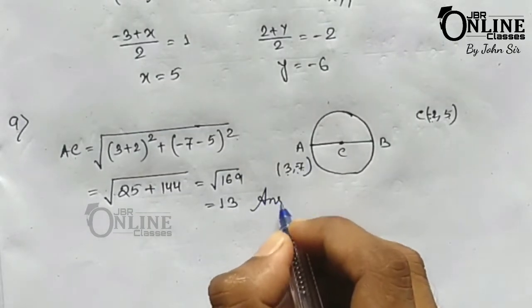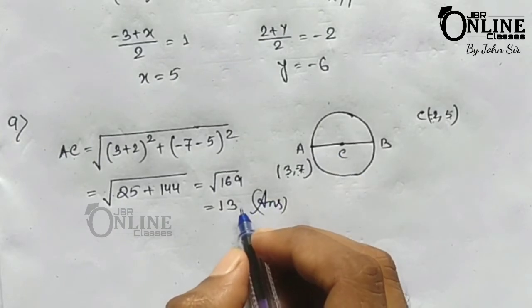That is the first answer. The length of AC equals 13 units. Write in here 13 units.